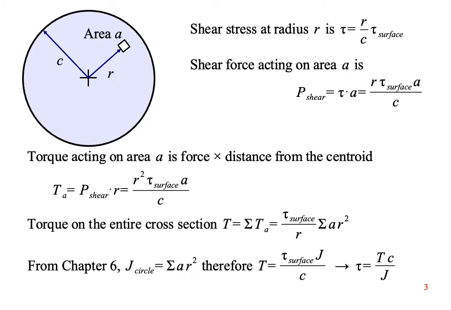If we add up all the little areas that constitute the cross-section, we'll end up with a constant times the sum of a times r squared. In Chapter 6, we saw that the sum of a times r squared is the polar moment of inertia of a solid circle. So we can plug in the polar moment of inertia into our equation. Usually, we don't bother with the subscript max because we're only interested in the maximum shear stress, which is at the surface. We can rewrite the equation to solve for shear stress as a function of torque and the dimensions of the cross-section.